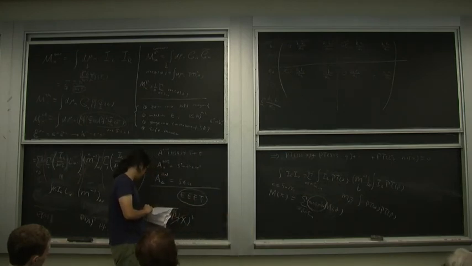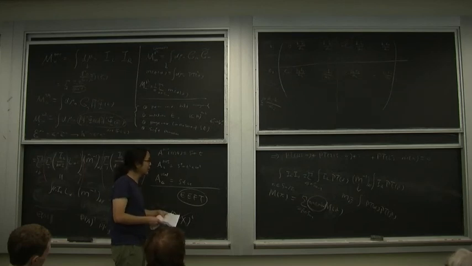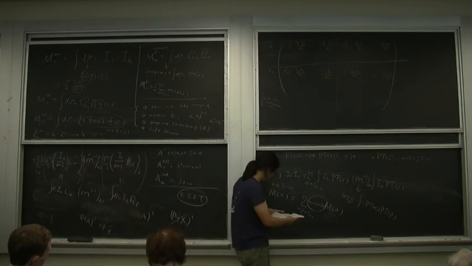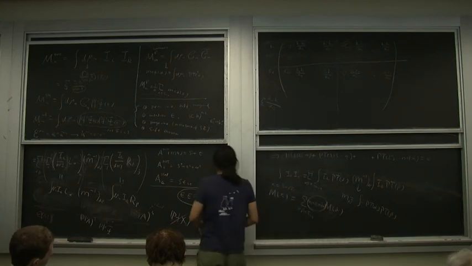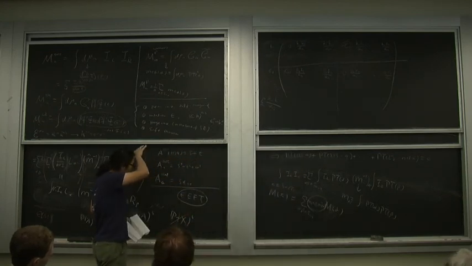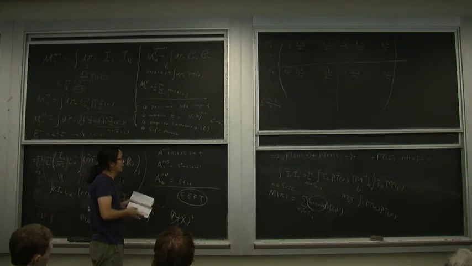basis for BCJ. So I guess I don't have time for the color-kinematic thing. I'll do it in the next section.